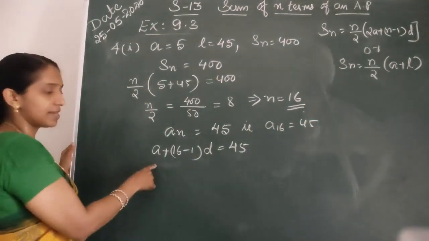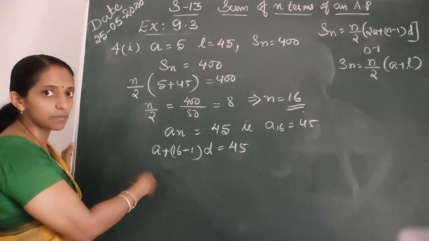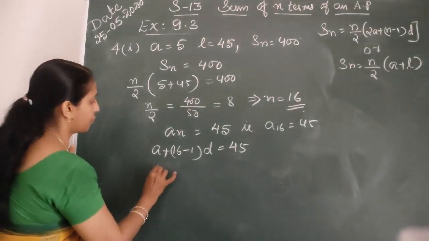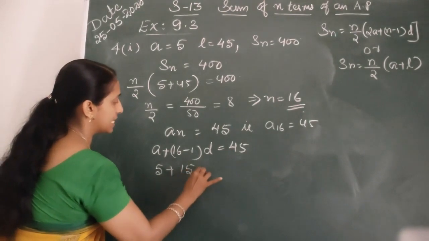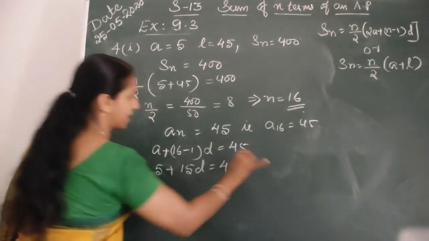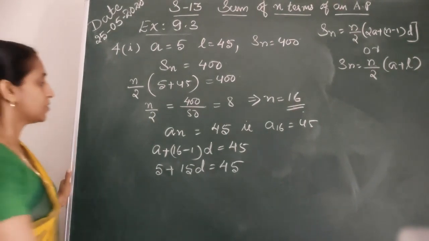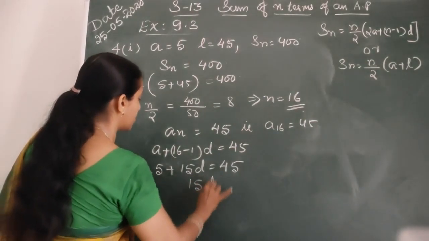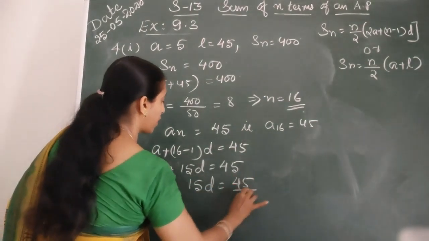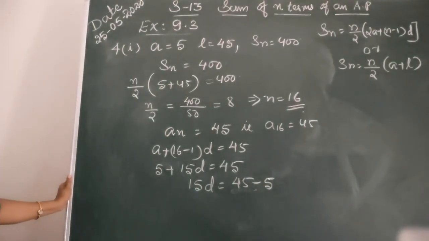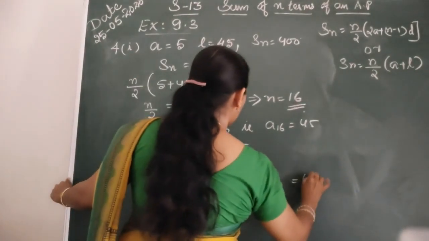And a16 we are calculating by a plus n minus 1 into d. n is 16 and a is 5. So 5 plus 15d equal to 45. 5 plus 16 minus 1. Right? 16 minus 1 is 15. 15d equal to 45 minus 5. Here it is plus. So you are getting 15d equal to 40.